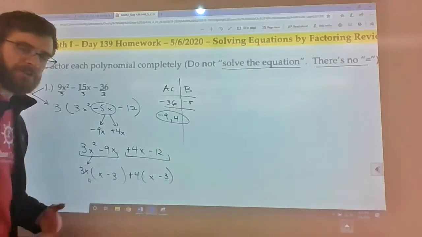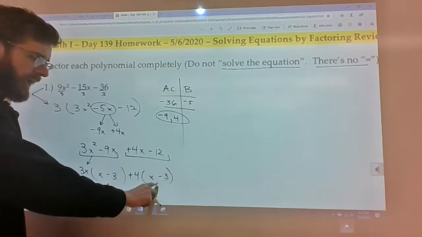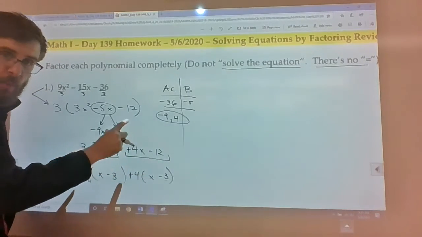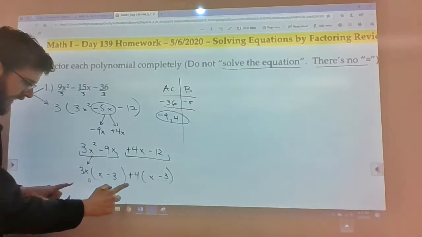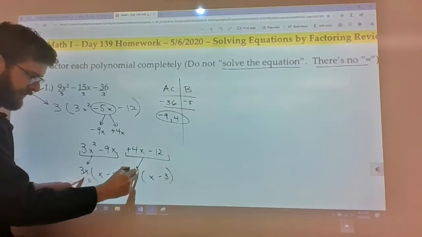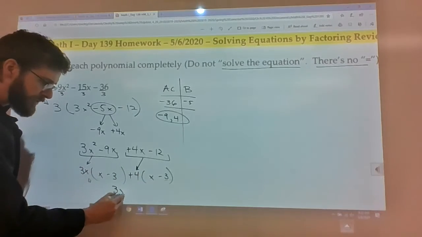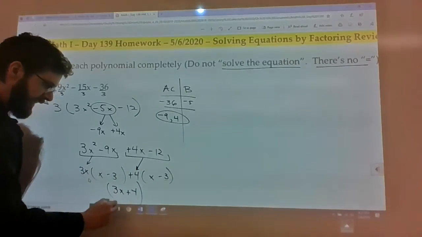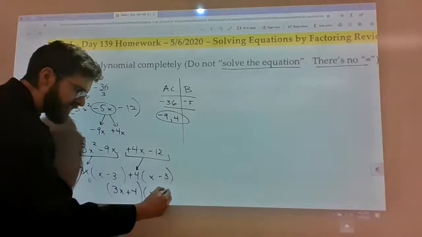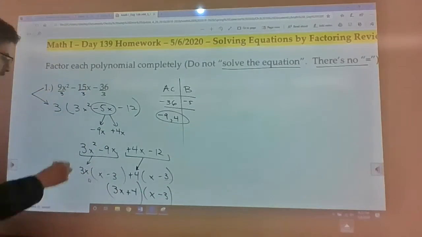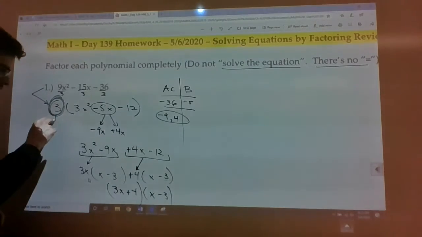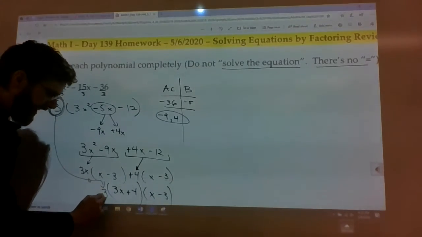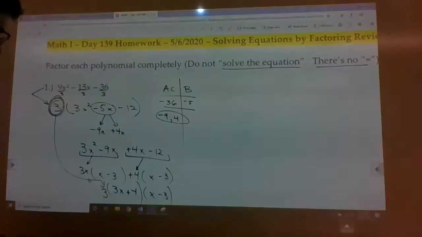And remember, you are supposed to get identical twin leftovers because that's the way in which distribution works the opposite way. These come together. The two GCFs are the two things I'm pointing to here. 3x plus 4, okay, times x minus 3. That's the final reverse factoring move. And then don't forget about that 3 you factored out at the very beginning. It's going to come into play with the final factored polynomial. And that's it.